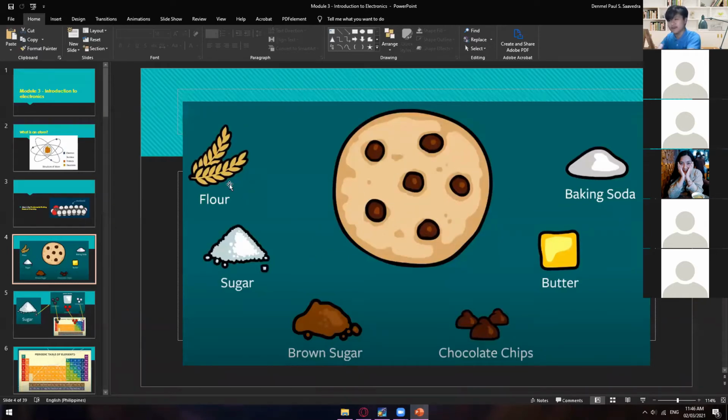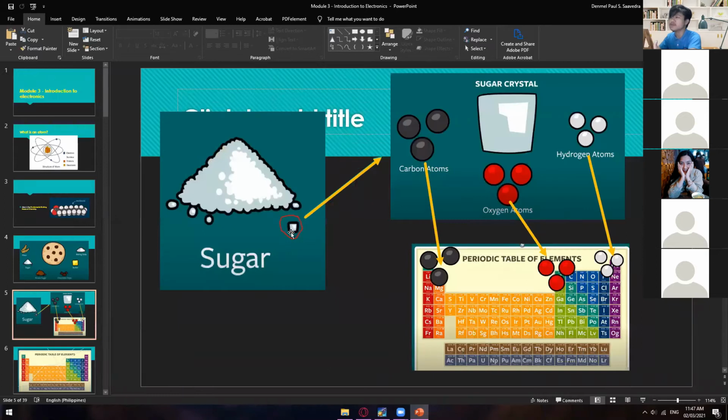So it has flour, sugar, brown sugar, chocolate chips, butter, and baking soda, thus creating a cookie. But if you're going to go deeper, let's just focus on the sugar. Let's say this one. This one still contains another element, wherein this one contains carbon atoms, oxygen atoms, and then hydrogen atoms.